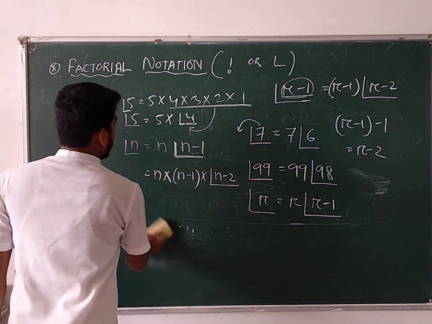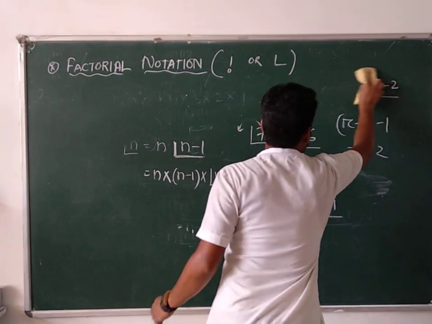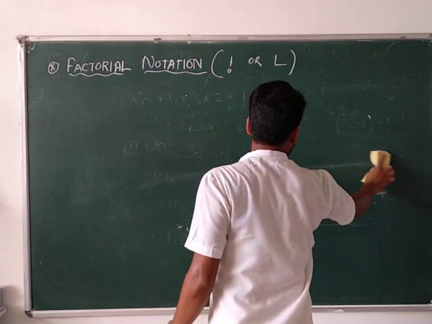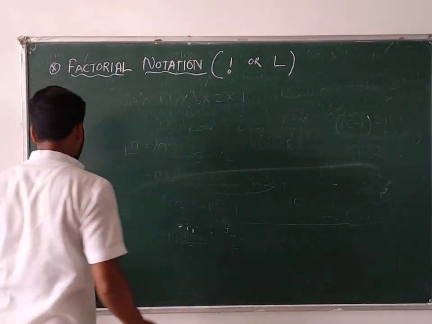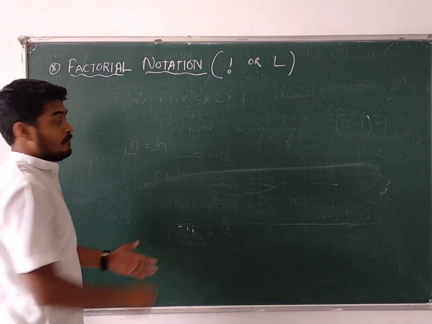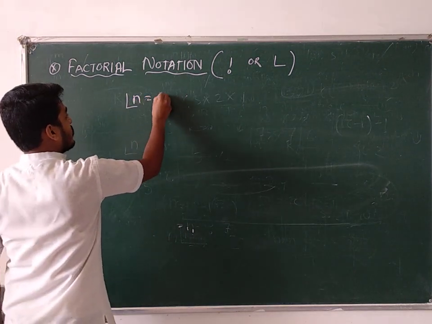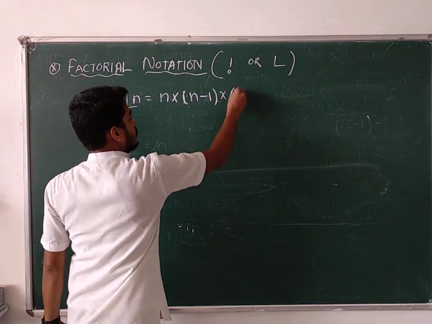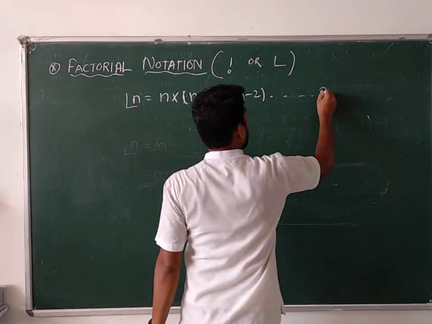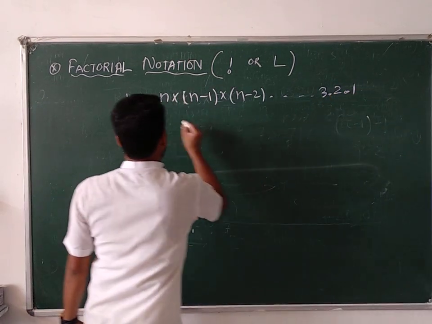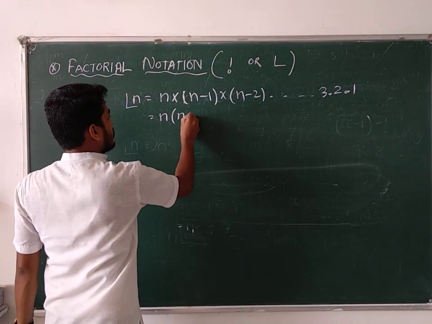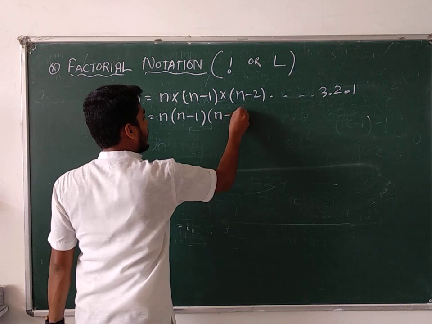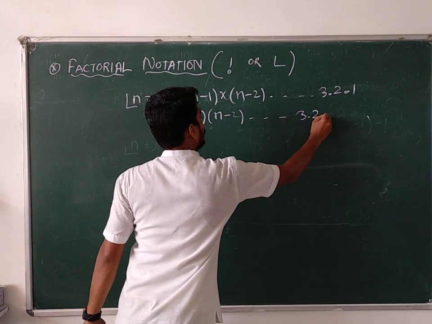Okay. So what is factorial notation? Factorial notation is nothing but the multiplication of first n natural numbers. That means factorial of n is equal to n into n minus 1 into n minus 2, in decreasing order, up to 3 into 2 into 1. Okay, without writing down the multiplication sign also, but you have to use brackets: 3 into 2 into 1.